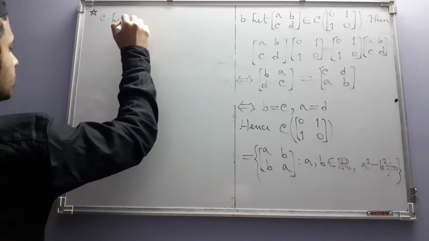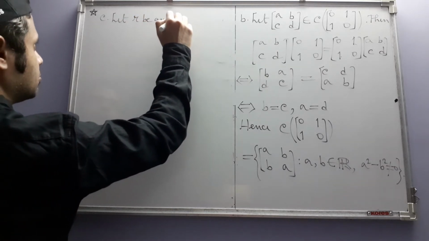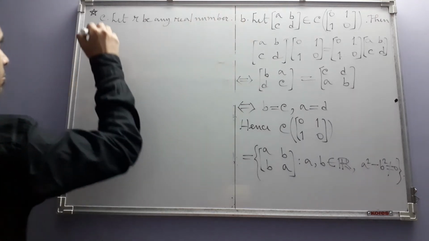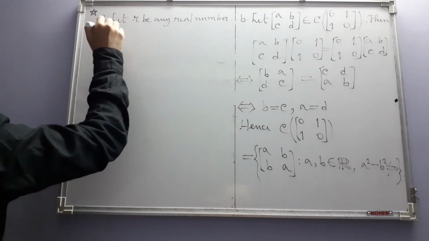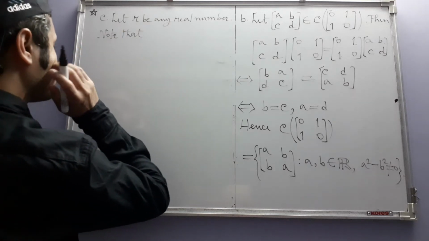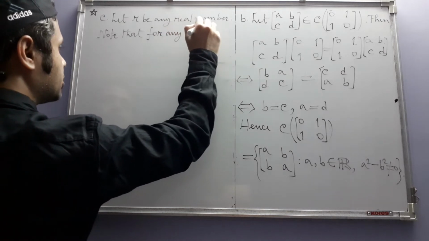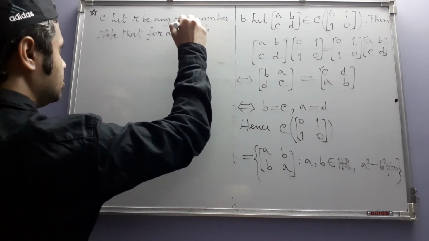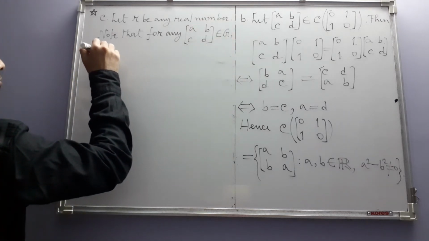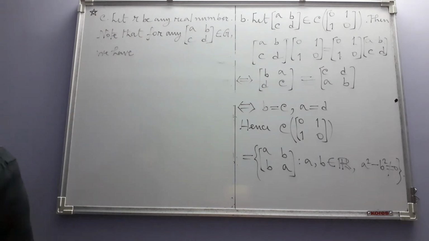Let R be any real number. Note that for any matrix A, B, C, D in G, we have, I need ink.